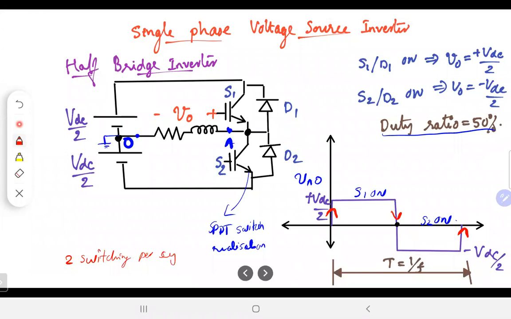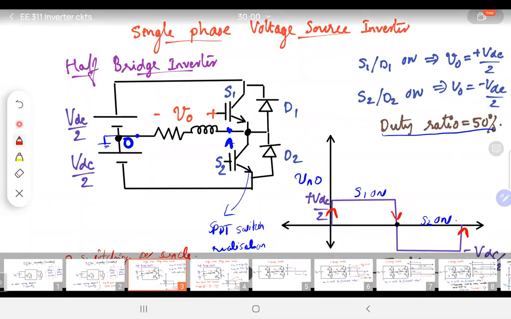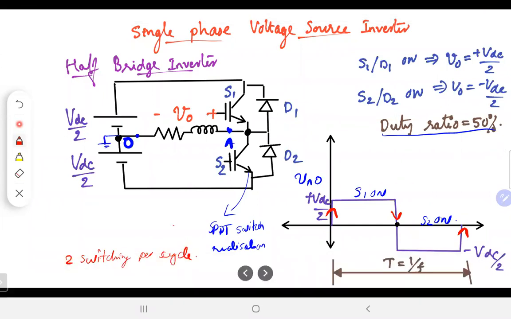So for a 50 hertz waveform, your inverter will be switching at 100 hertz. The total number of switchings happening in the inverter will be 100. But we'll define the switching frequency corresponding to this as 50, because together this upward and downward switching we call the inverter switching frequency.